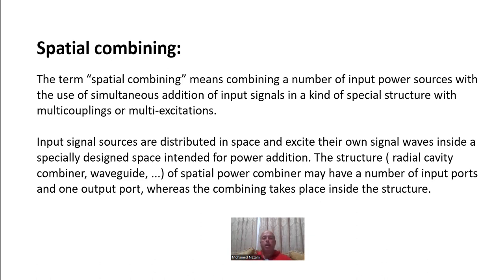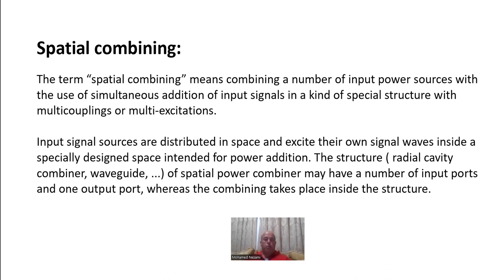The term spatial combining means combining a number of input power sources with the use of simultaneous addition of input signals in a special structure with multi-couplings or multi-excitations. And I will have a whole presentation on this, designing one of these. In fact, we did see one design in one of my videos when I covered the use of waveguide to microstrip line transitions, where we took a waveguide and split the signal with two probes, and then fed it again through another transition onto one waveguide. Even though at the time I did not do any processing on the signal when it went to a transmission line, that's where you would put your LNA or power amplifiers.